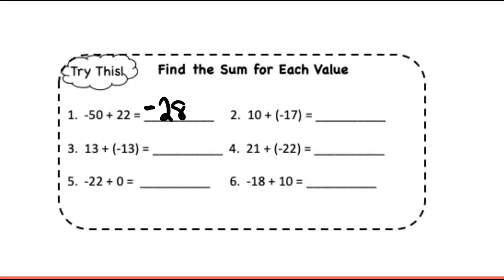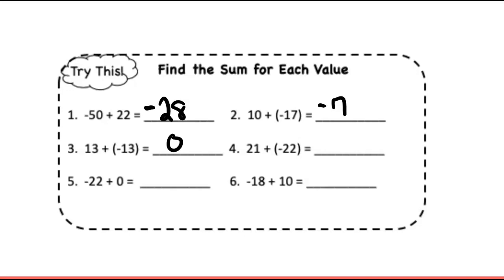Number 2, 10 plus negative 17. Different signs. Subtract. 17 minus 10 is 7. Keep whatever sign the larger absolute value has. 17 is the larger absolute value, so I keep the negative sign that goes with it. Number 3, 13 plus negative 13. Okay, I do 13 minus 13, which is 0. 0 is never positive nor negative, so I don't have to worry about a sign that goes with 0.